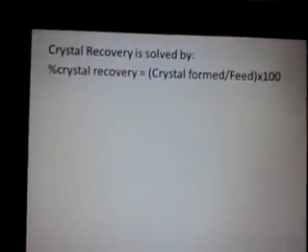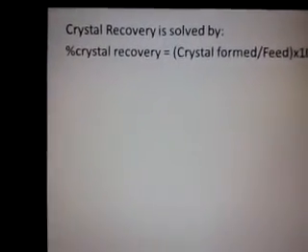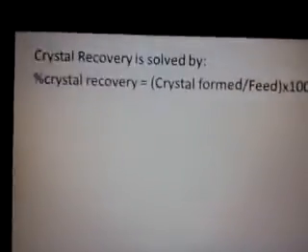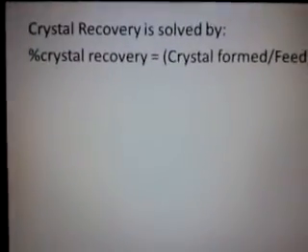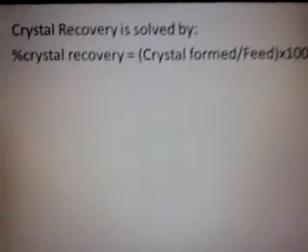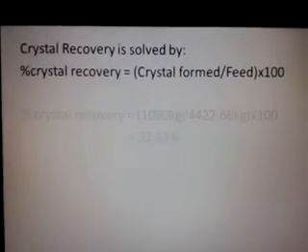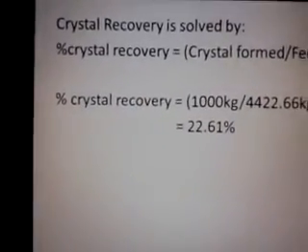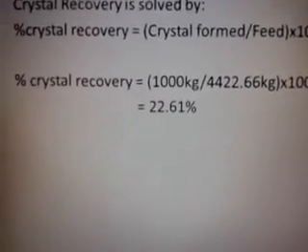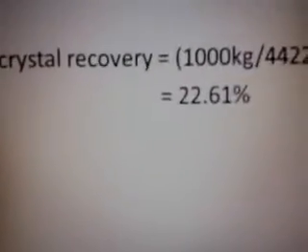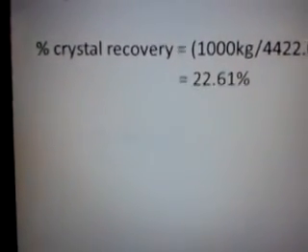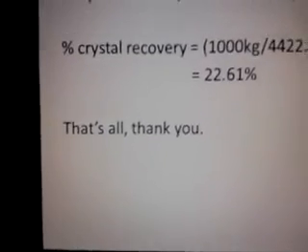And then finding the crystal recovery, it's solved by percentage of crystal recovery equal to the crystal formed divided by the feed solution times 100. We have now the weight of the feed and the crystals formed. So crystal recovery is equal to 1,000 kg divided by 4,422.66 kg times 100. So the answer there is 22.61%. So that's all. Thank you.